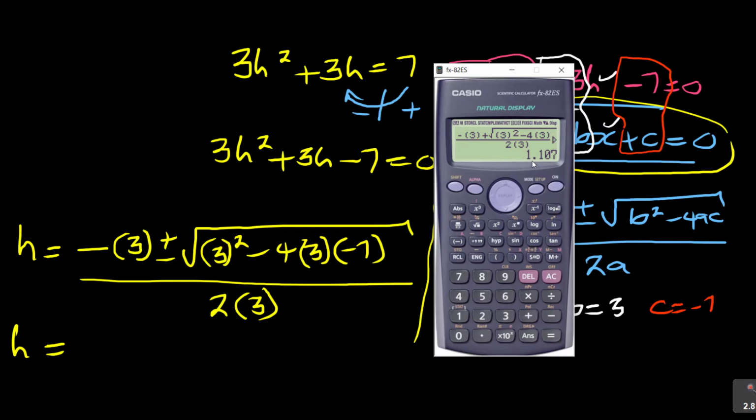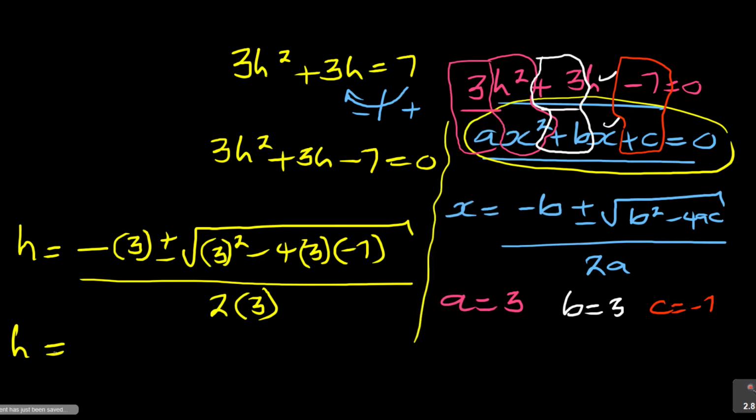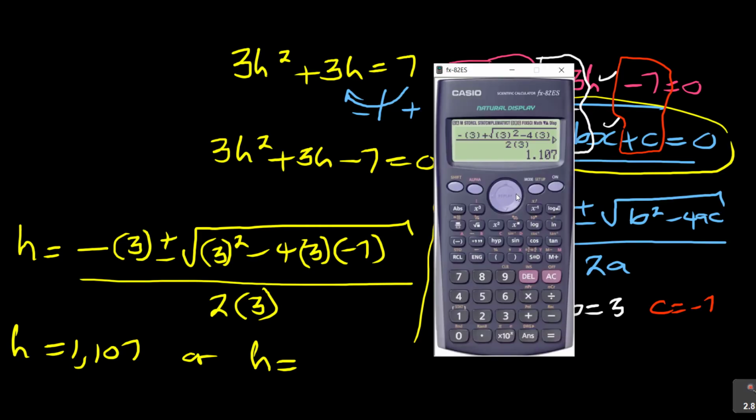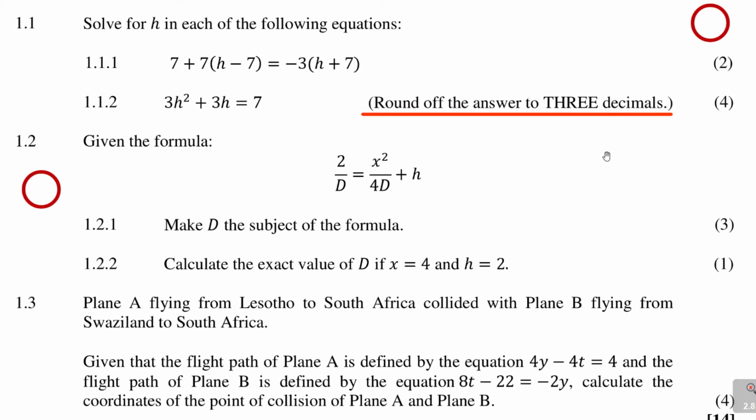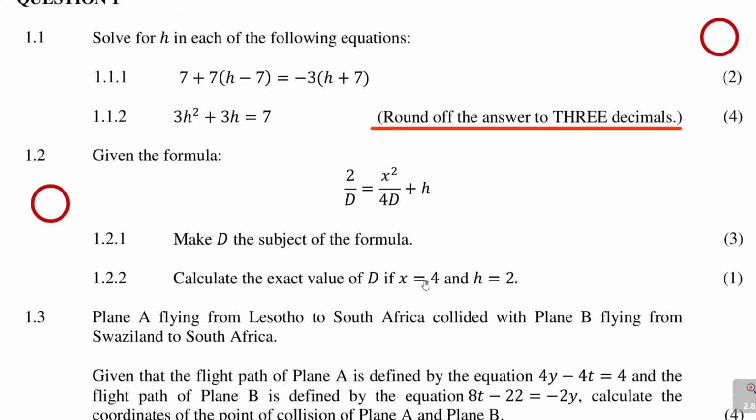There it is, 1.107. So h is equal to 1.107, or let me bring it back again. Play backwards. What do I need? I need the negative version now. Equal to, again, SD. Remember my calculator is already rounding off. Minus 2.107. So guys, these are the answers to this question. 4 marks. Put it in the pocket. You're good to go. Do you need to test it?